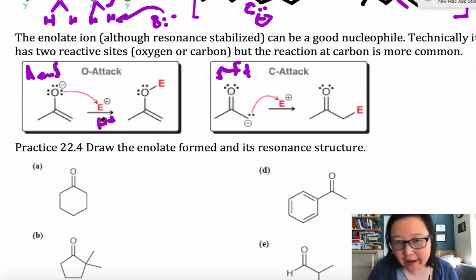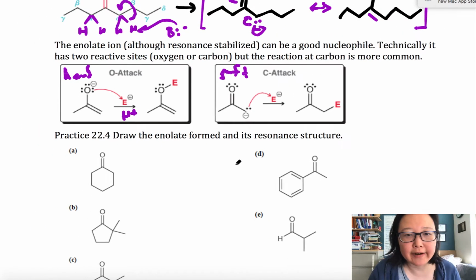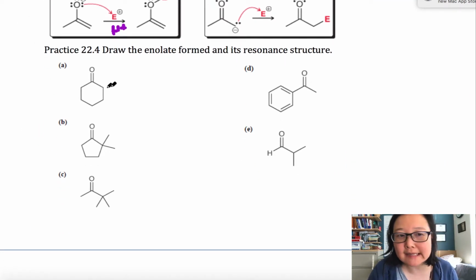So for now, just think of the oxygen as getting protonated more easily, but in terms of nucleophile, it's the carbon that acts as a nucleophile in most of our reactions. All right, here is just some practice from Klein on how to draw the enolate and practice the resonance structures.